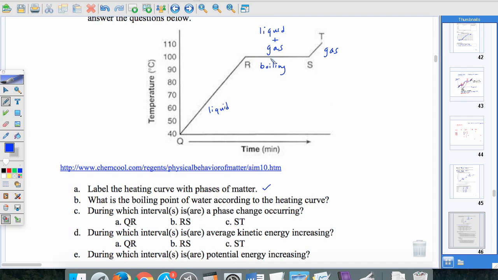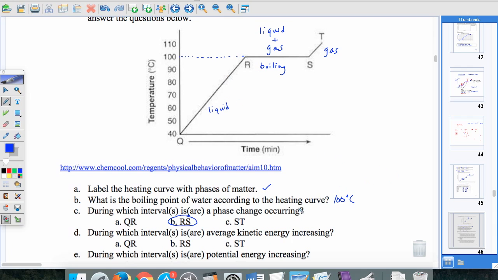So the boiling point is the temperature when it's boiling. So here it's boiling. If we continue this over, we see that that's 100 degrees Celsius. So it stays 100 degrees Celsius the whole time it's boiling. During which interval is the phase change occurring? It's occurring when the flat section, here it's boiling, so RS, R to S.